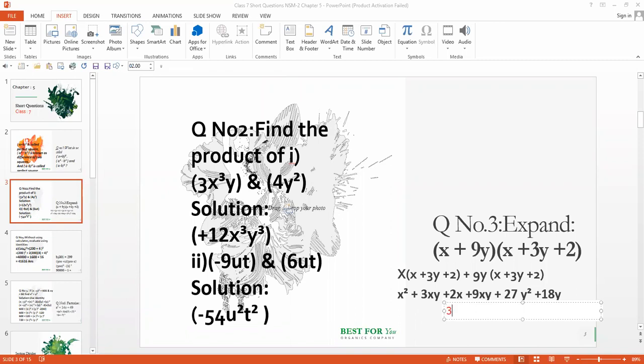So I have to add these two. Look here. 3xy plus, what is the next one? 9xy. Okay. When you have to add, what will be your answer? Your answer is equal to, they have the same sign, so your answer is equal to 12xy. Is it clear? So I have to write x square plus 12xy plus 2x plus 27y square plus 18y, then 27y square, because we have to write the answer in ascending or descending order. So how I have to write? First I have to write x square, then 12xy plus 2x plus 18y, and then 27y square.